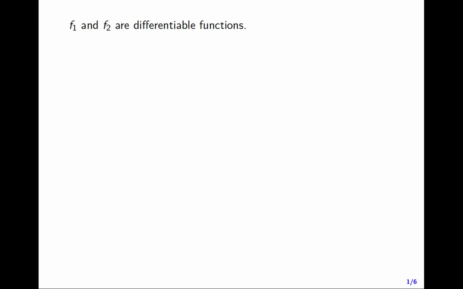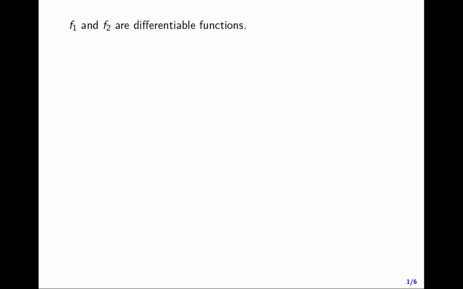Hello, and welcome to our discussion of the Wronskian determinant. This is material from the start of section 1.4.3. We'll begin with two differentiable functions, f1 and f2. They're only one times differentiable for now.